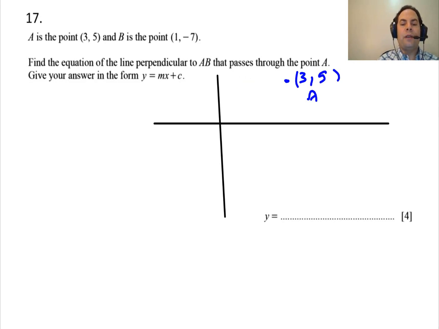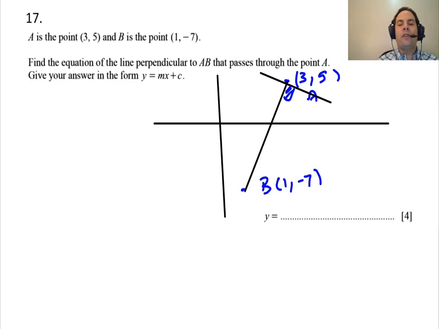Point B is (1, -7). If we join A and B to draw the straight line from A to B, the question asks to find the equation of the line perpendicular to AB but passing through the point A. Let's say this is the line which is perpendicular to AB and passing through A.